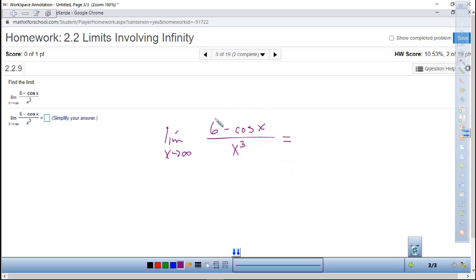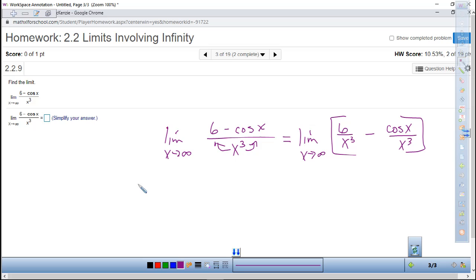Now, you're going to do some simplification in here just so you can break this thing apart and look at it in parts. So I'm going to do the limit as x approaches infinity, and I'm going to take this x cubed. Since I've got a single term on the bottom, I can divide that into all the terms on top. So I end up with 6 over x cubed minus cosine x over x cubed. That is exactly the same expression, but now we're able to look at it in a little different way.